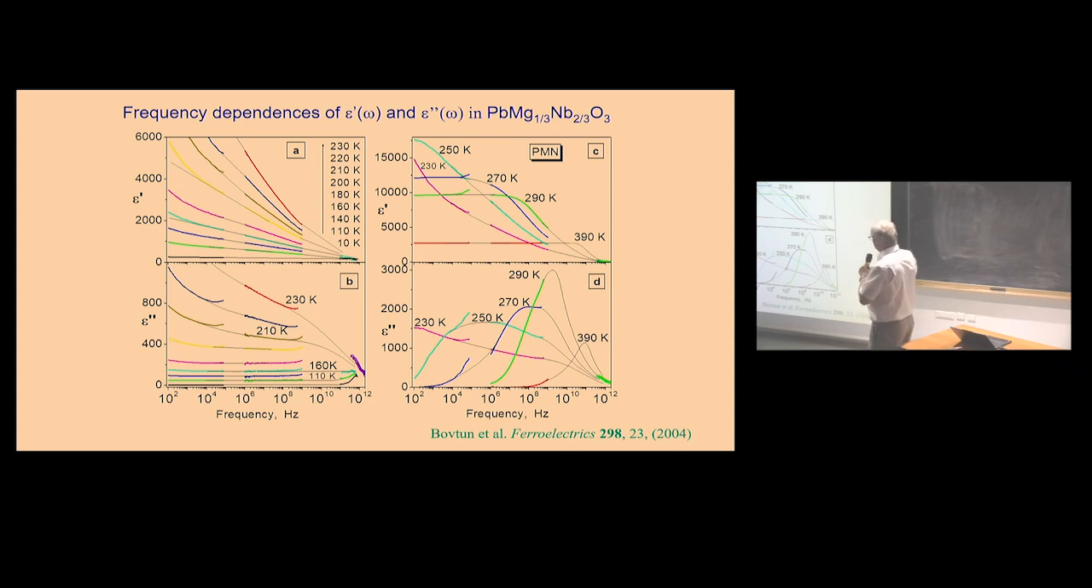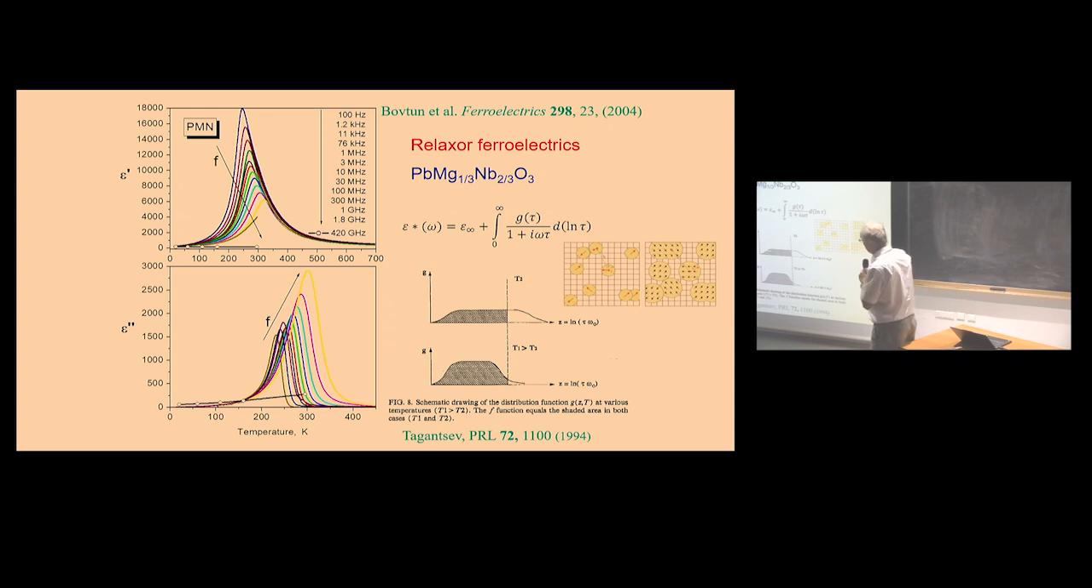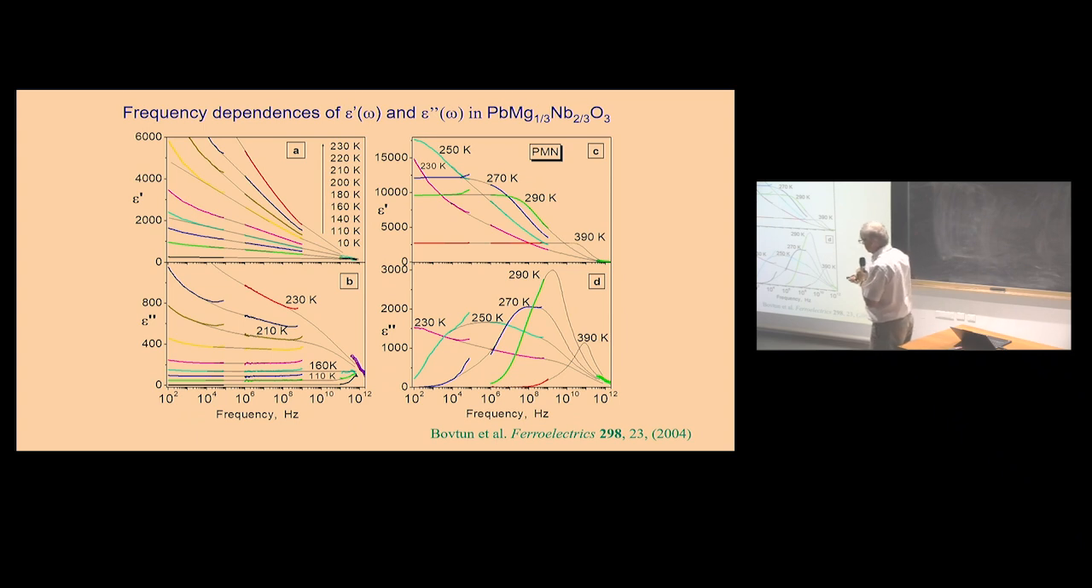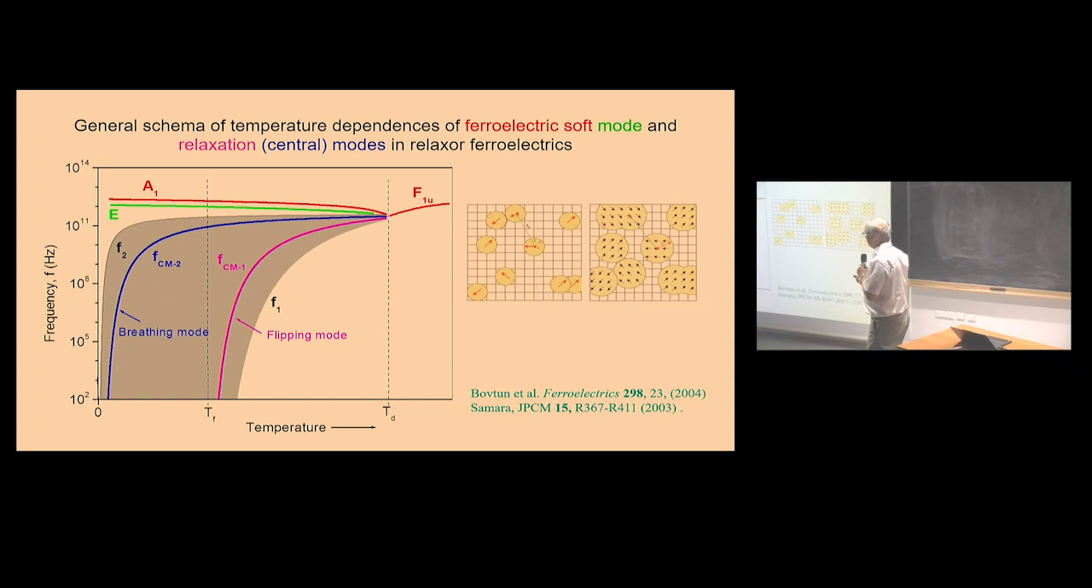This is very broad due to very broad distribution of relaxation times. So wide loss practically is here. So this explains the dielectric anomaly in relaxors. But the question is, do we have some soft phonon?